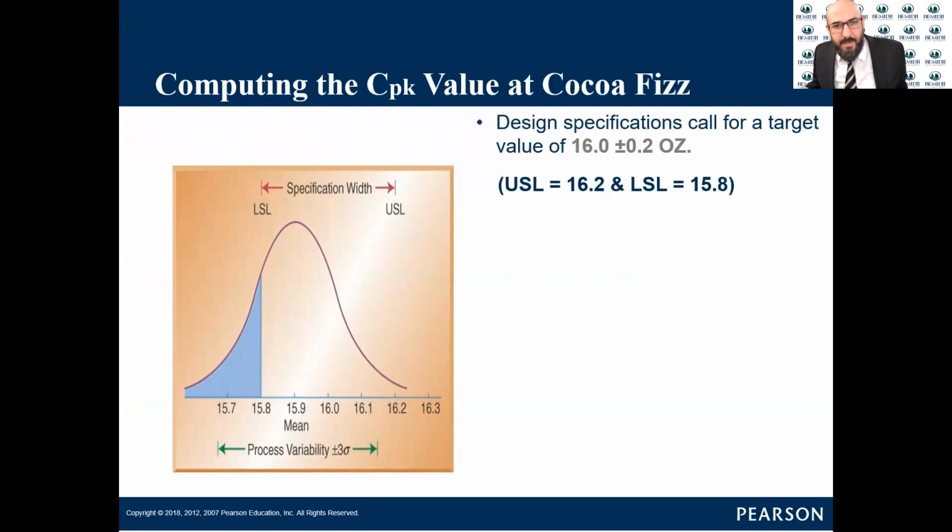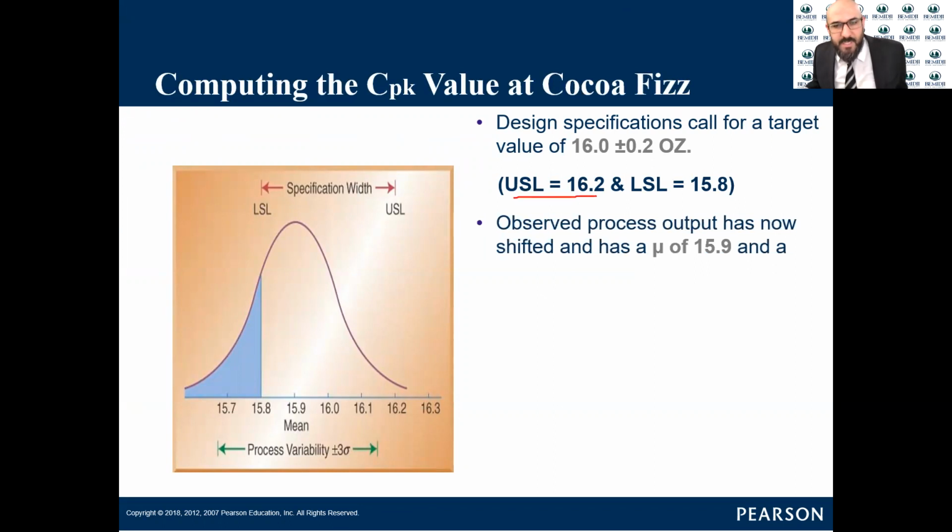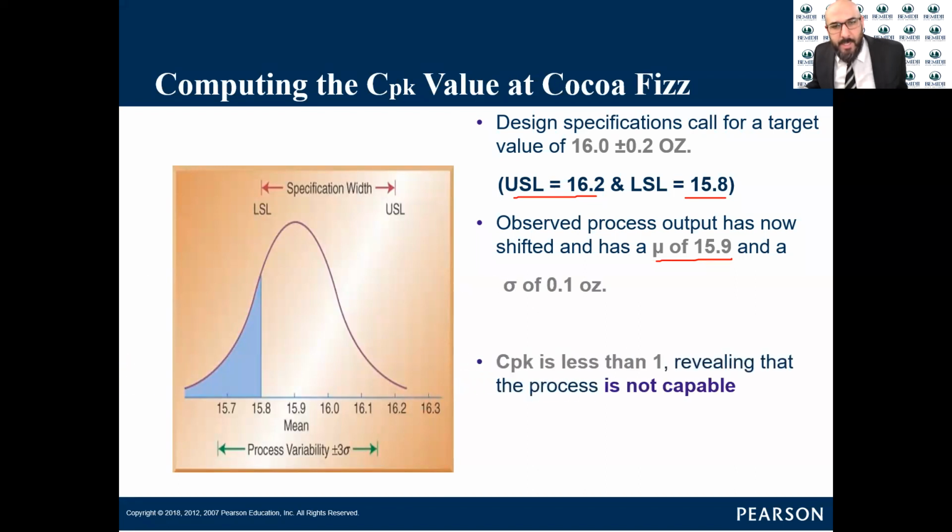All right, the CPK. The design specification called for a target value of 16, or 16 plus or minus 0.2 ounces. And this is what the upper specification is, 16.2, and the lower specification is 15.8. Observe the process. The mean is 15.9, and that's the average. The standard deviation is 0.1. The CPK is less than 1. If you do the calculation, you will find that the CPK is less than 1.